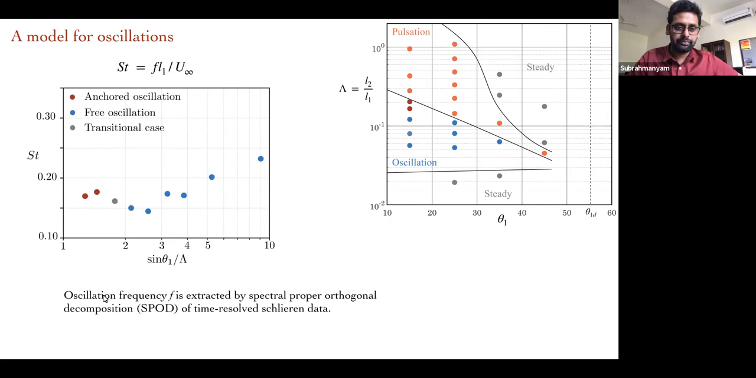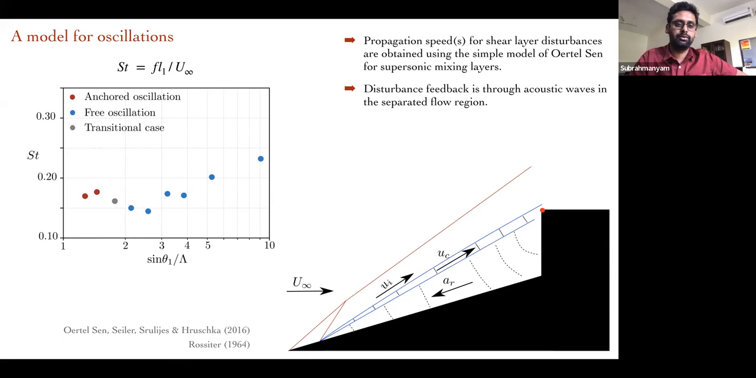Let me very quickly summarize the simple model that we built to predict this Strouhal number. This is the physical picture that we have. Like I said, oscillations are driven by disturbances in the shear layer. So you have a shear layer that goes unsteady, and you have disturbances that propagate down the shear layer, and this unsteady shear layer impinges on the shoulder here, and that sets off acoustic disturbances in the flow, which can propagate upstream through this subsonic separated flow region. And we think that these acoustic disturbances lock in this oscillation frequency.